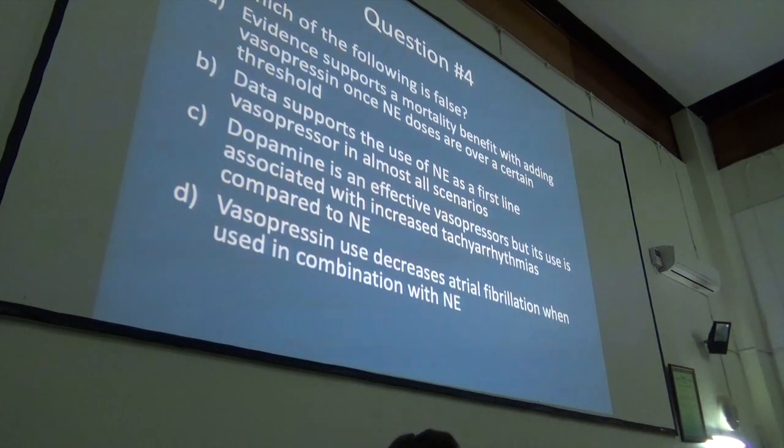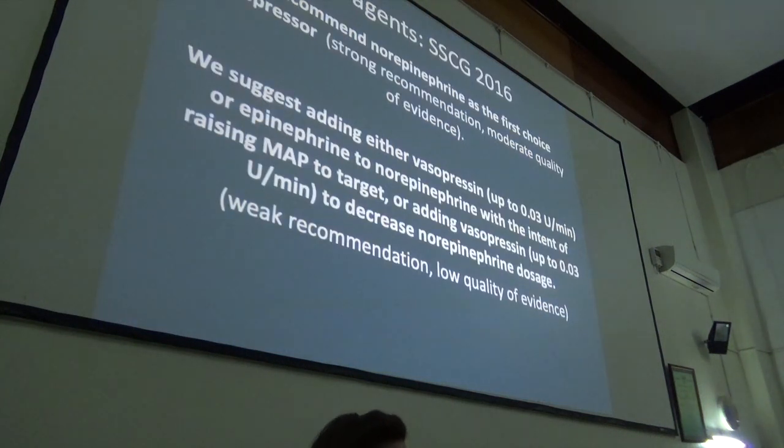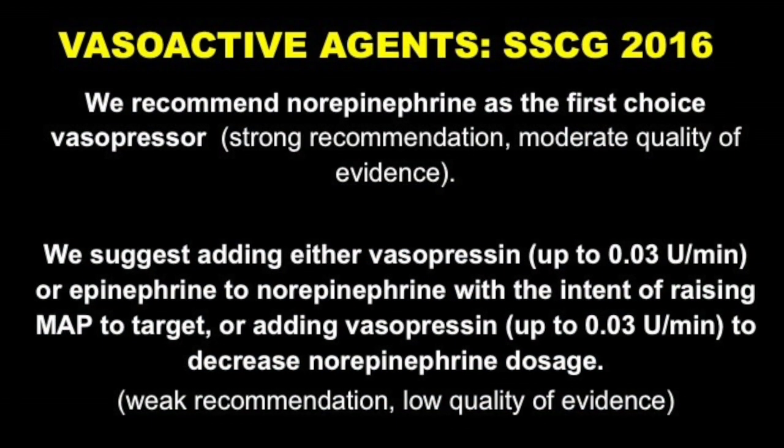Which of these ones is false? Let's just move through it. The correct answer is evidence supports the mortality benefit with adding vasopressin once the norepinephrine doses are over a certain threshold. This is now talking about vasopressors, okay? Surviving Sepsis talks about norepinephrine as your first choice vasopressor. Great. It's the first choice basically for every kind of shock, including sepsis. They also suggest adding vasopressin or epinephrine if norepinephrine is not enough. Okay? That's also great, except for the fact that sometimes you don't have those, right?